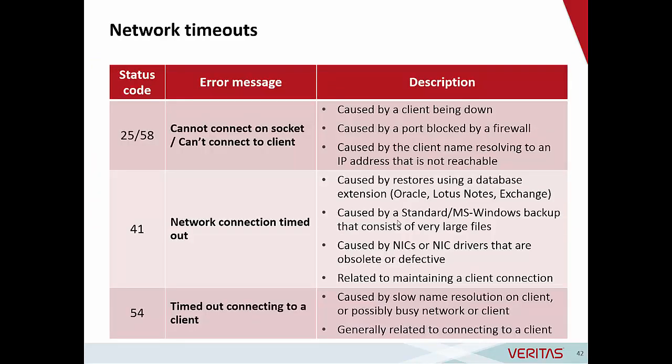Here are some network timeout exit codes in NetBackup and some suggestions for what might be causing them. The 25 and the 58, very similar errors, indicate that NetBackup is unable to make a connection to the client. So what might be going on here? Well, the client might be powered off, or might be in the process of rebooting, or someone might have terminated the NetBackup services on the client. VNetD and BPCD should be running at all times on the client. If you kill those services, then the media server won't be able to make a connection.